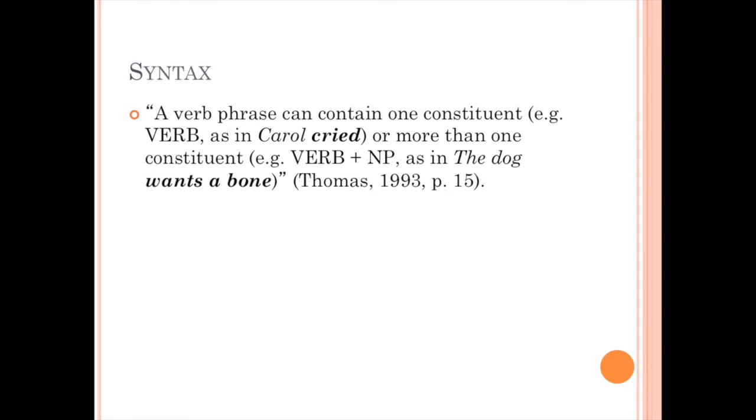Like noun phrases, verb phrases also consist of more than a verb. A verb phrase can contain one constituent, for example the verb, as in Carol cried, or more than one constituent, for example verb plus noun phrase, as in the dog wants a bone. In the sentence Carol cried, the verb phrase only contains the verb cried. In the sentence the dog wants a bone, the verb phrase contains both the verb wants and the noun phrase a bone. How do we know that wants a bone is a verb phrase? We can use a substitution test like we did with noun phrases.